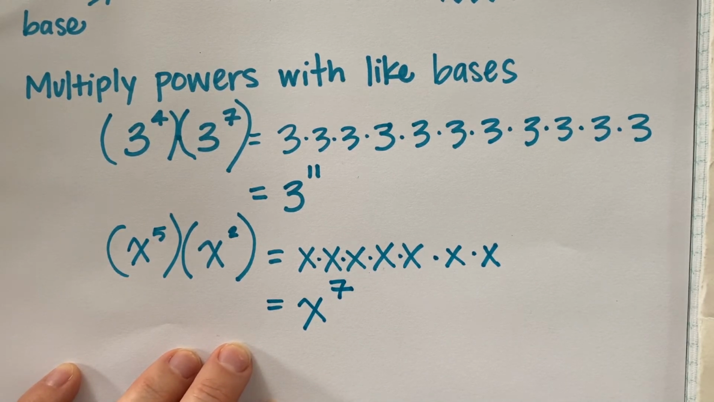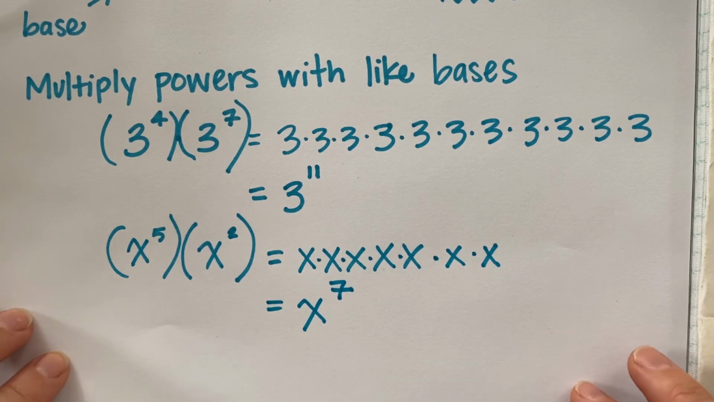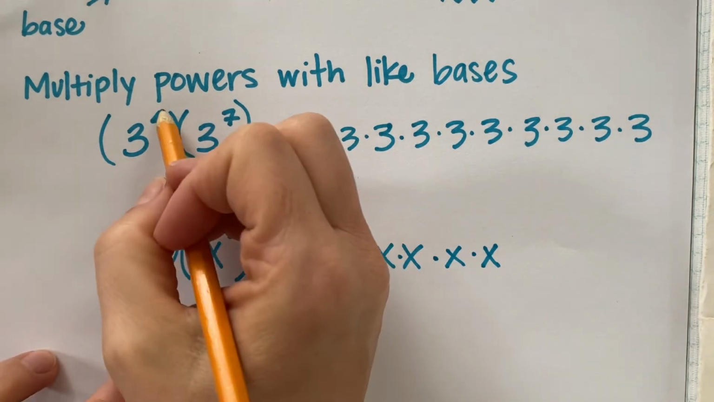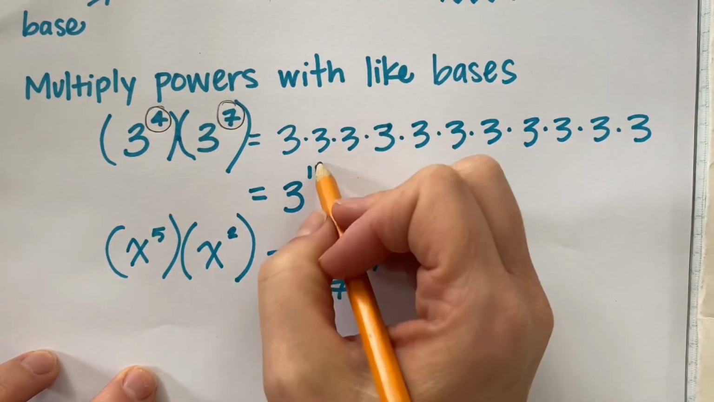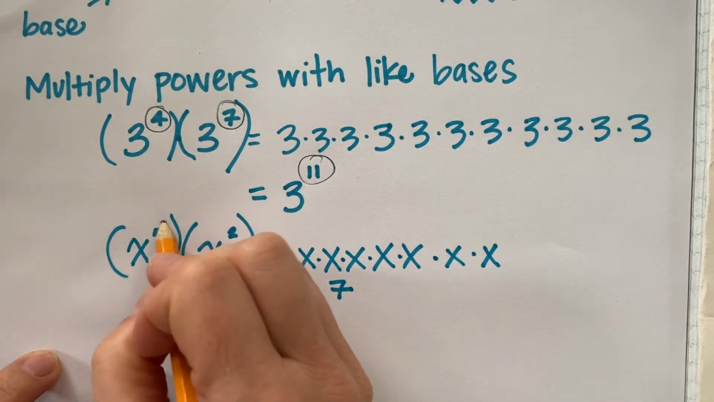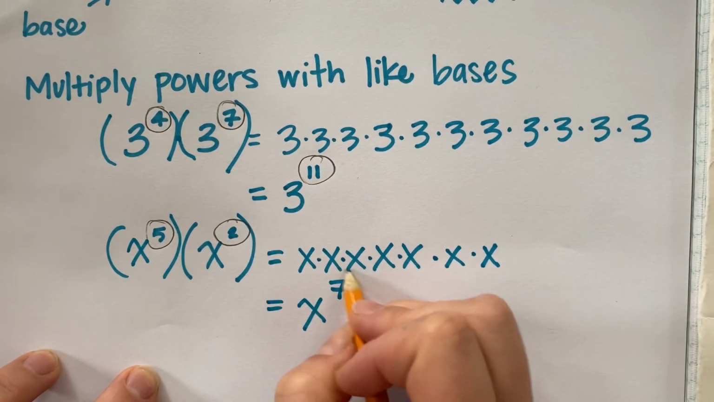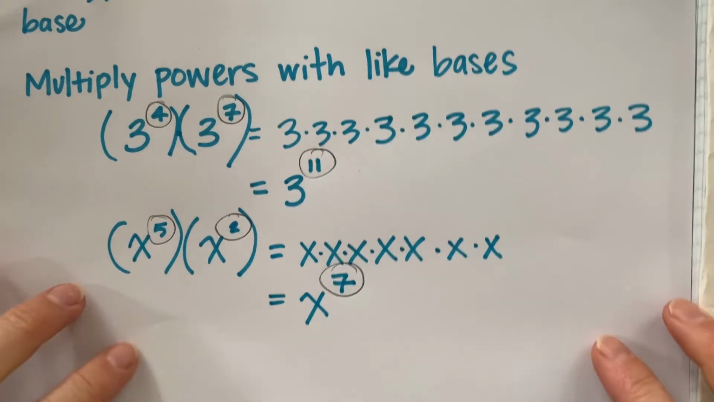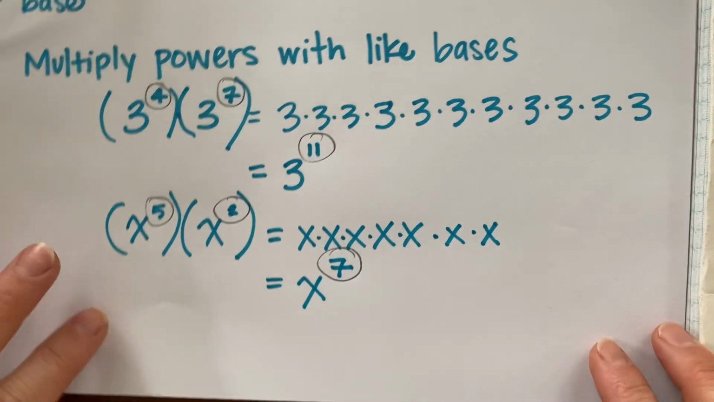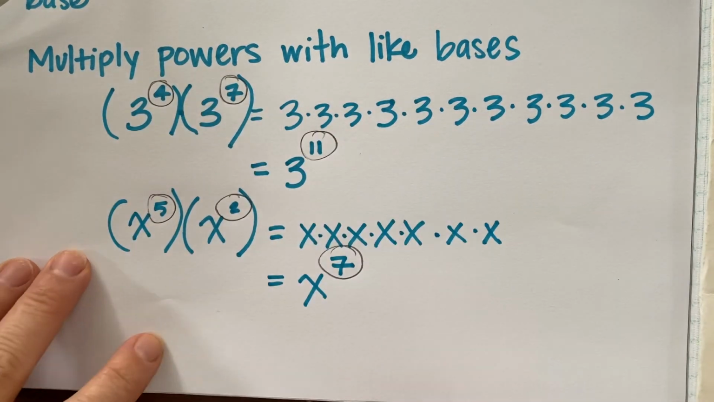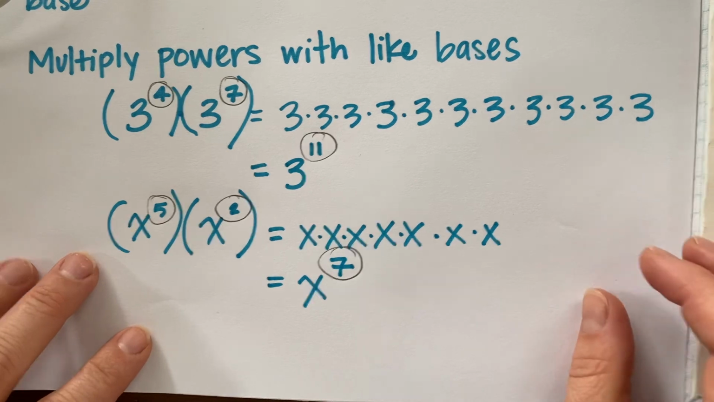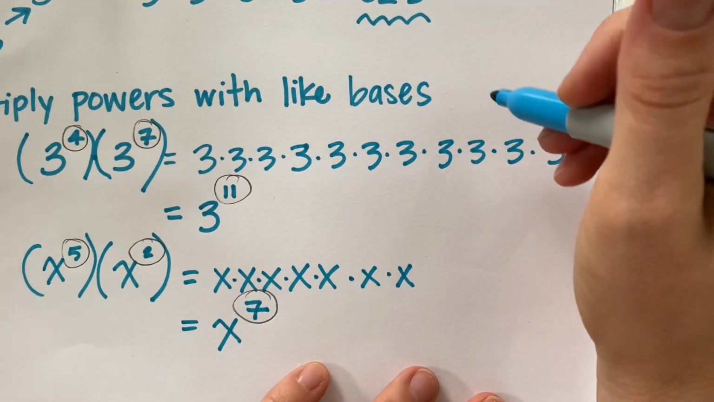Now, I'm curious if you're noticing a pattern. I'm curious if you've noticed that 4 plus 7 equals 11, and 5 plus 2 equals 7. So that when we multiply powers with like bases, we've noticed the pattern. Maybe we would describe the pattern and say, when you multiply powers with like bases, you add the exponents.